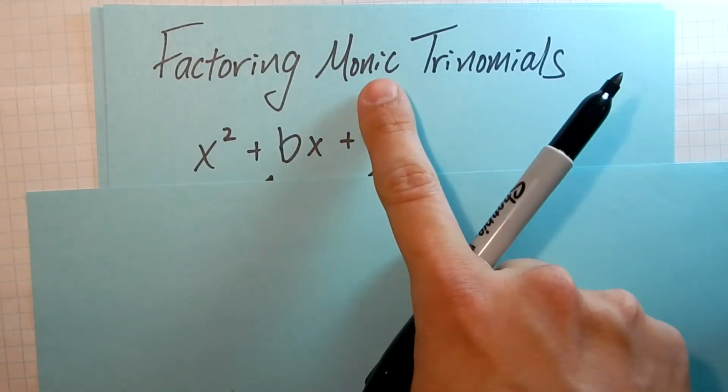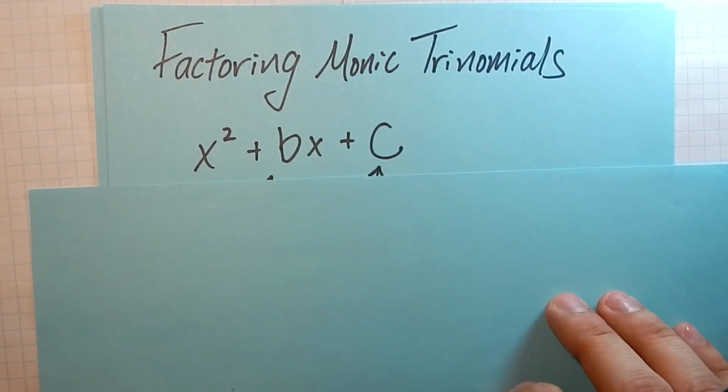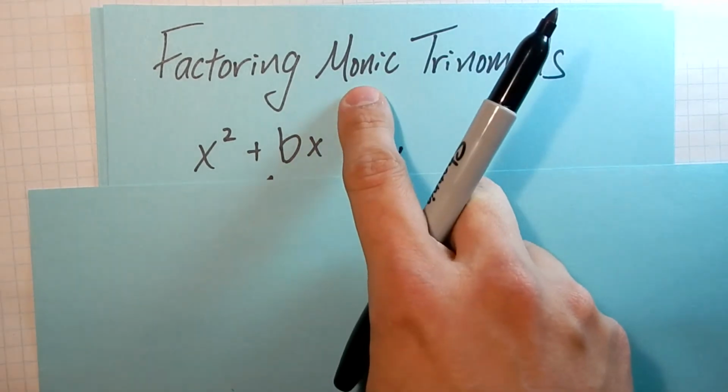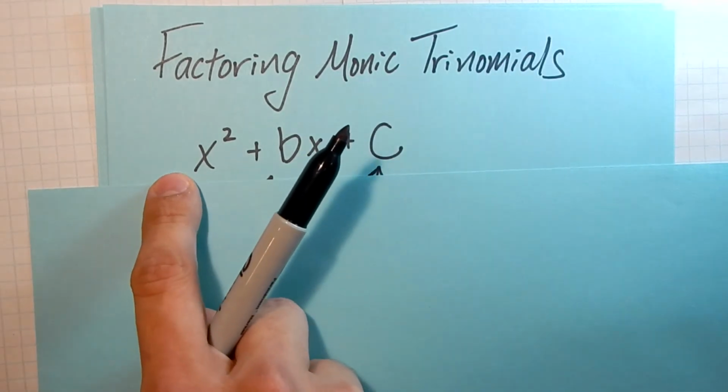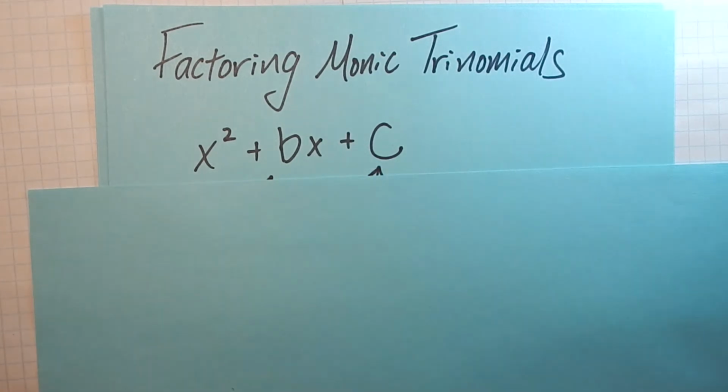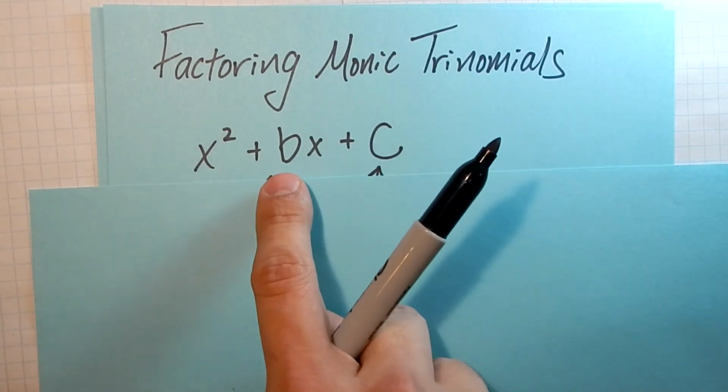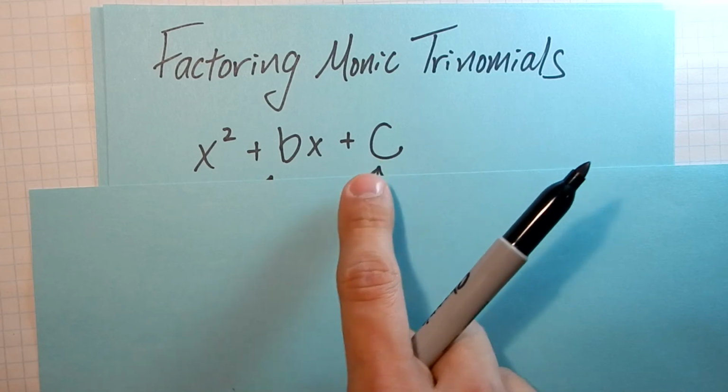So the monic part, we think of mono as being 1. Maybe you're not old enough, but when I was younger, I had a television that was in mono, so it meant it had one speaker. So monic trinomials just means that the leading coefficient is a 1. So we typically don't have anything out in front of there. So we're looking at a number here and a number here.